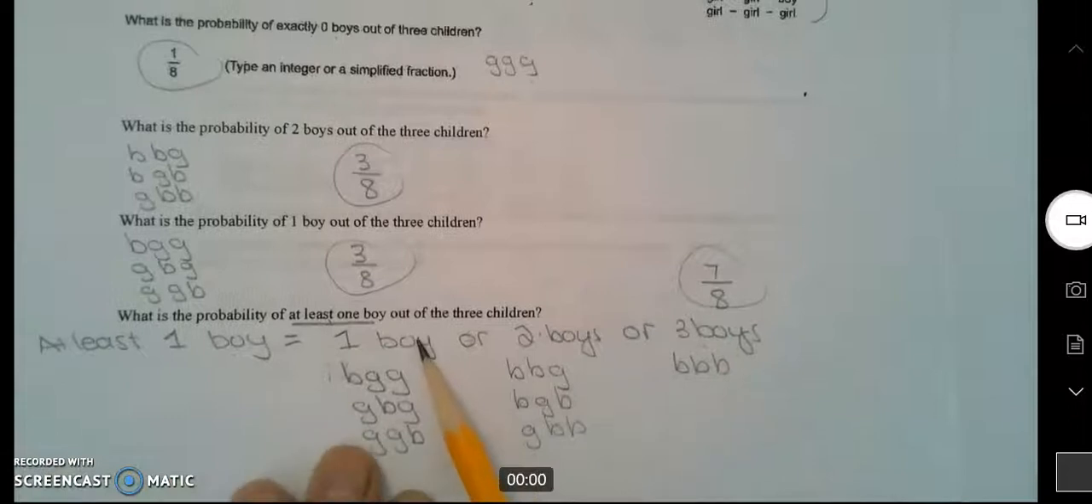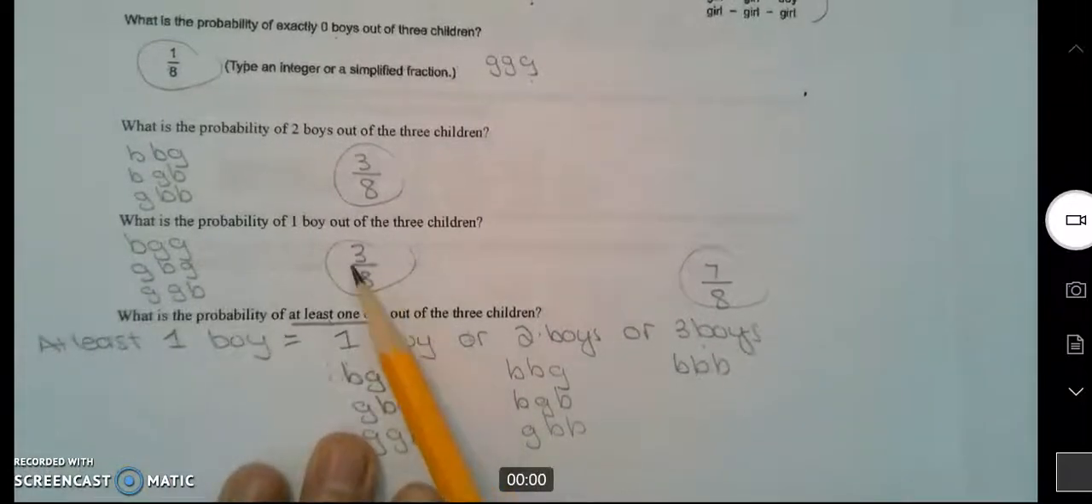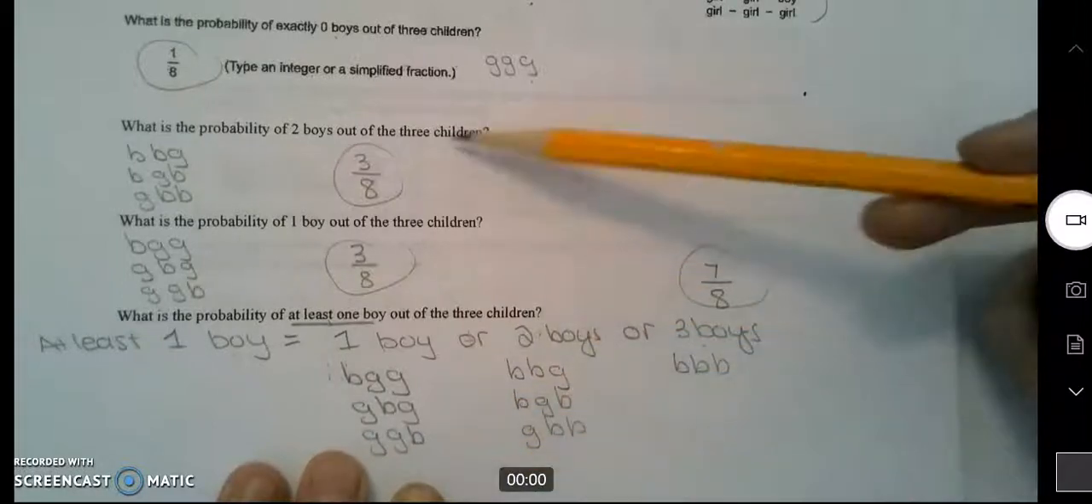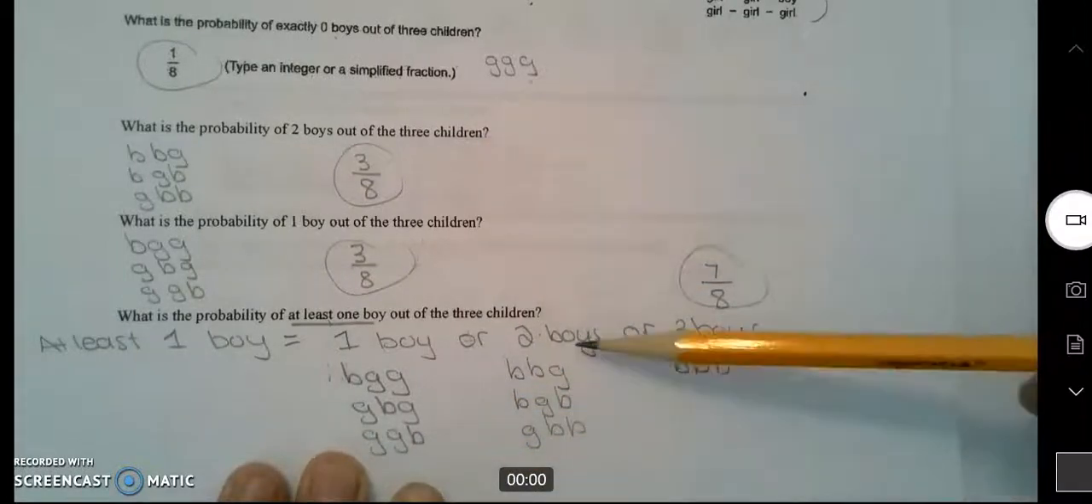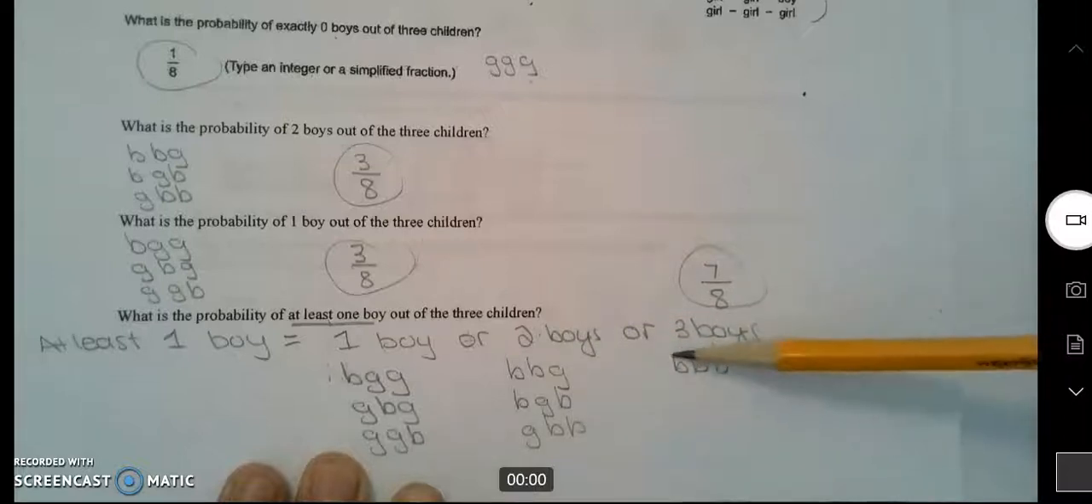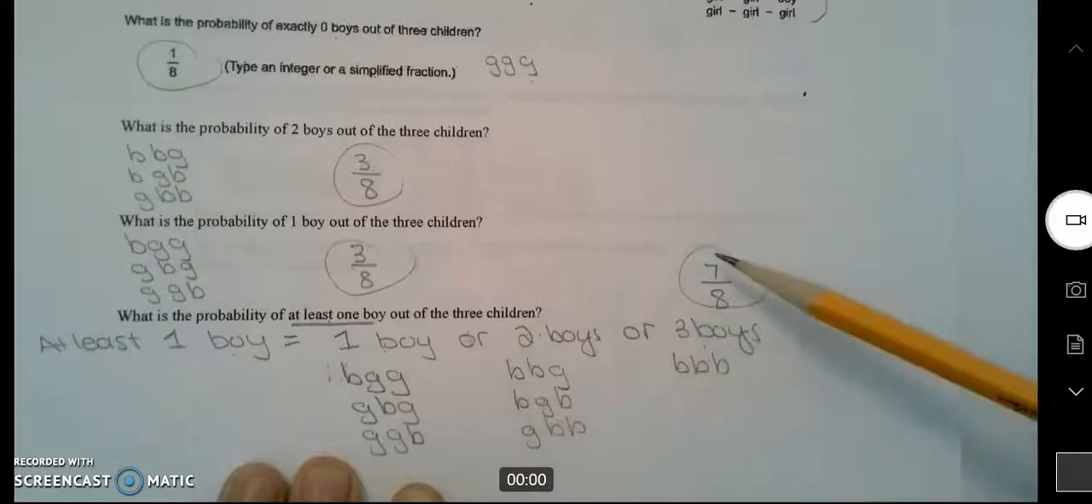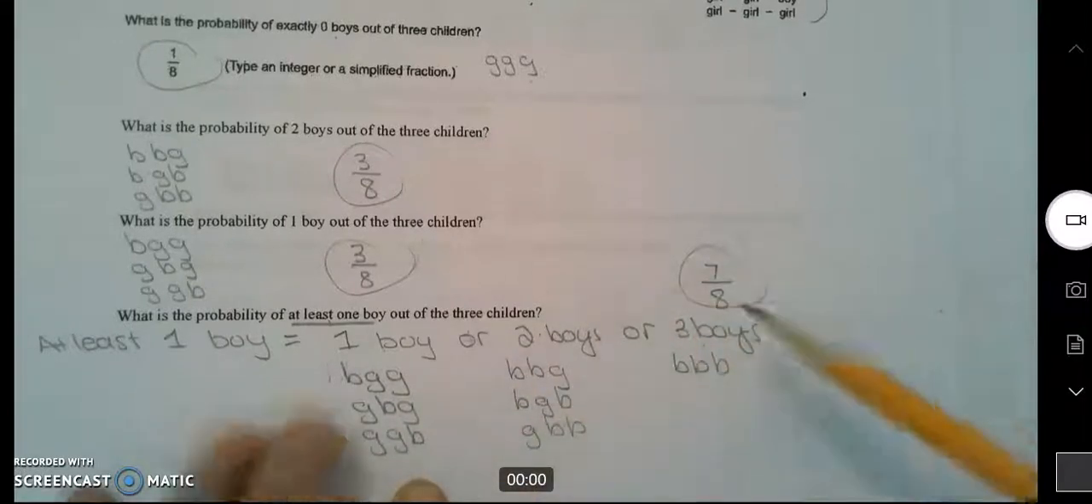Okay, 1 boy is actually the one we found right here. So we listed the outcomes. 2 boys is actually the outcome right here. All the outcomes here. And then 3 boys would be boy, boy, boy. If you count them all up, 3, 3, 1, they add up to 7. It would actually be all the outcomes.